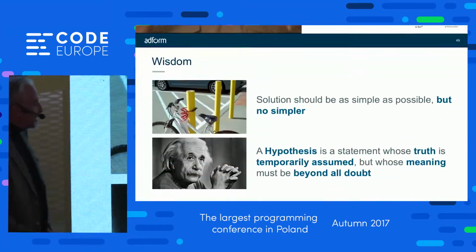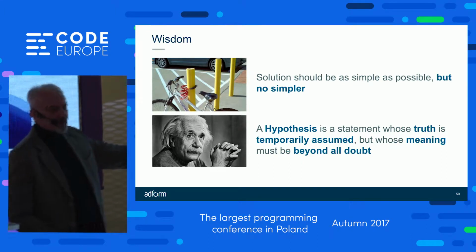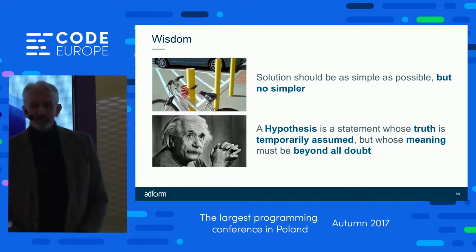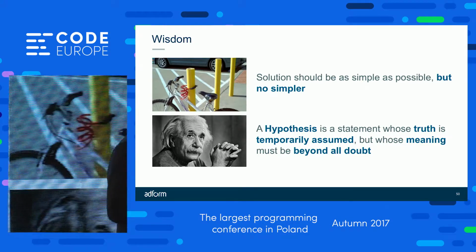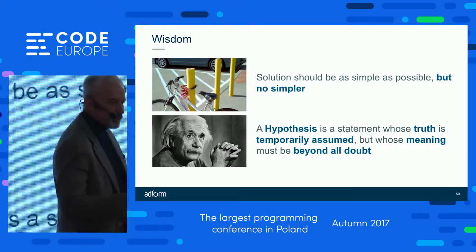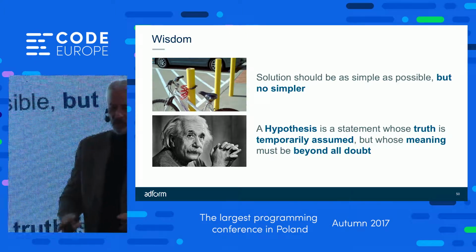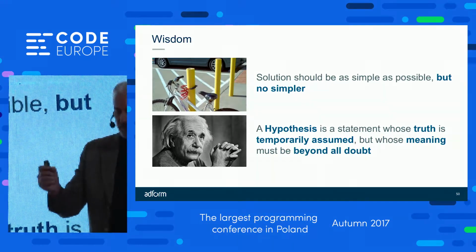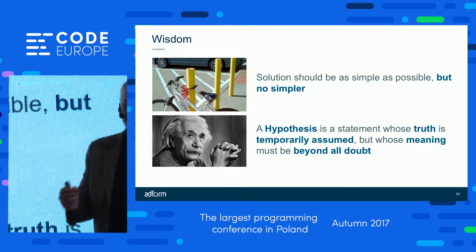Okay, some wisdom. The solution should be as simple as possible, but no simpler. So the lock on the bike is perfect. It's been implemented incorrectly. It's an operator error. This one is quite important too. A hypothesis is a statement whose truth is temporarily assumed to be correct, but whose meaning must be beyond all doubt. So if you come up with a great idea, you have to explain it completely to your colleagues, and then you can test it to see if it works. If you can't explain it, then it's not a good hypothesis.